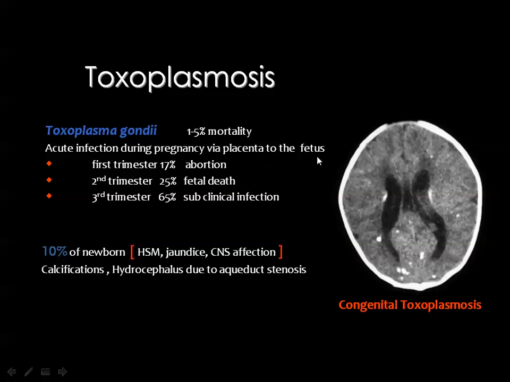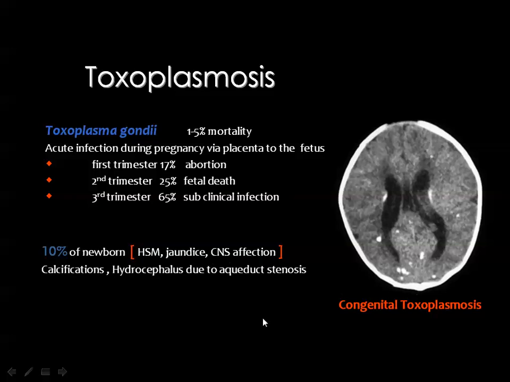And if the infection occurs in the first trimester, it will result in abortion in 17% of the cases. In the second trimester, fetal death occurs in 25% of cases, while late in the third trimester, 65% will have subclinical infection, and they will present with intracranial calcifications. Then 10% of the newborns will have hepatosplenomegaly, jaundice, together with the CNS manifestations.